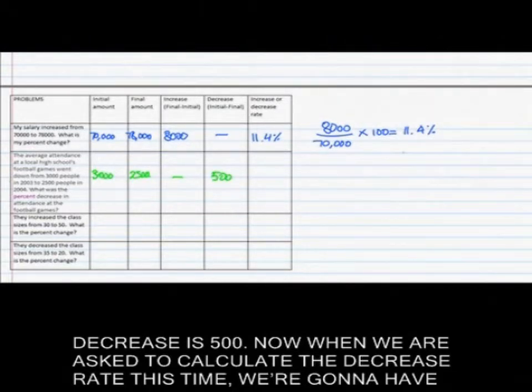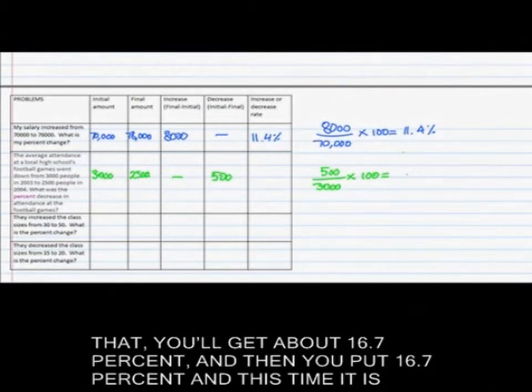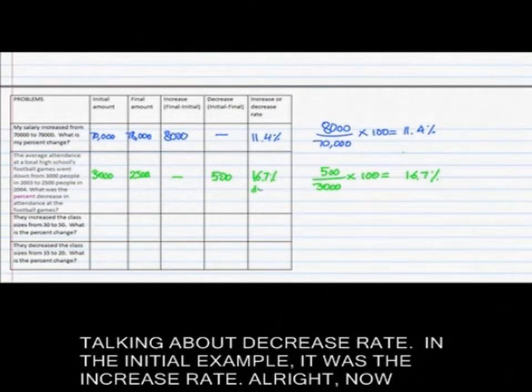Now, when we are asked to calculate the decrease rate this time, we are going to have to do 500 divided by the initial amount, which is 3,000, times 100 to get the percent. When you do that, you'll get about 16.7%. And now you'll put 16.7%. And this time it is talking about the decrease rate. And in the initial example, it was the increase rate.